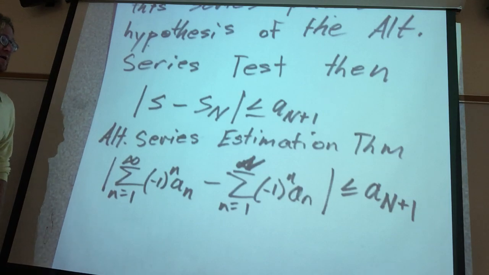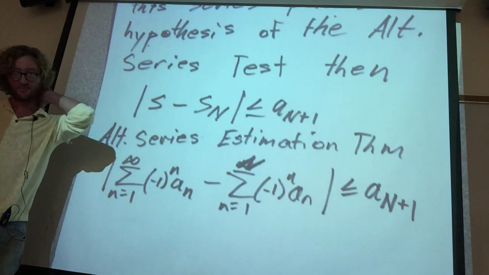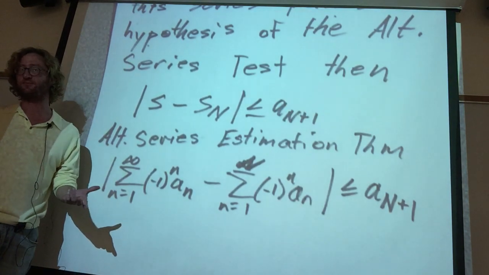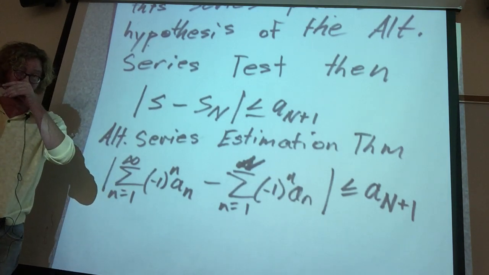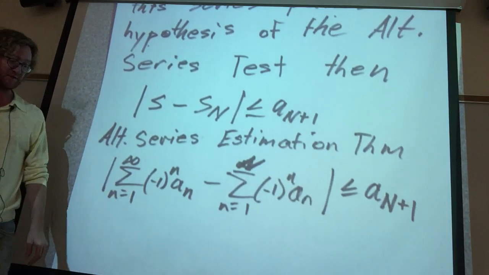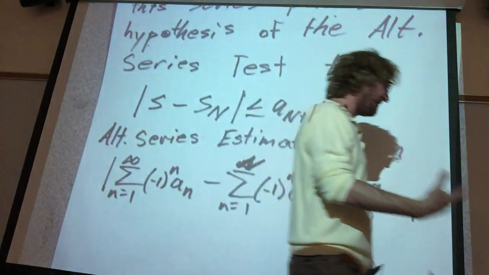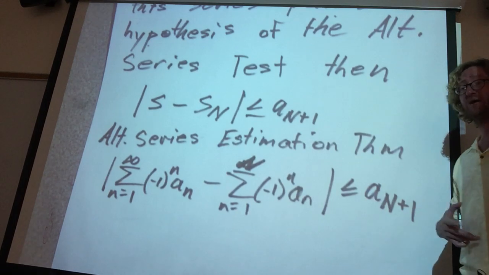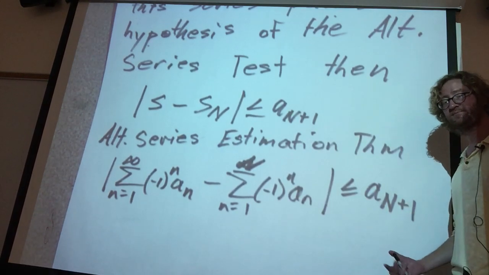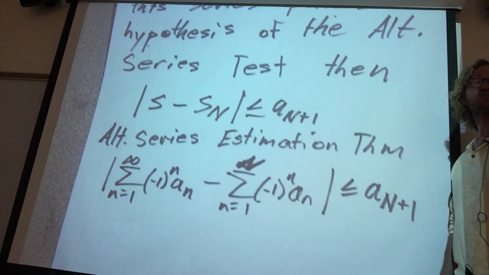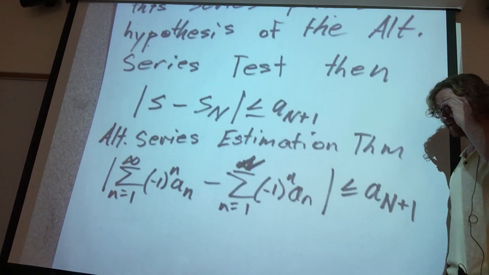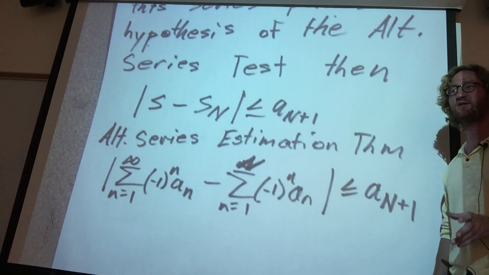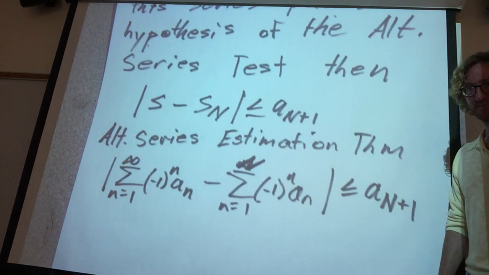Okay? So this is one way that we can calculate things to certain accuracies. Because we know that the difference between the infinite sum and the finite sum is bounded by the next term of that sum. Okay, so let's see how we can use this in a practical way to calculate something to a certain degree of accuracy.